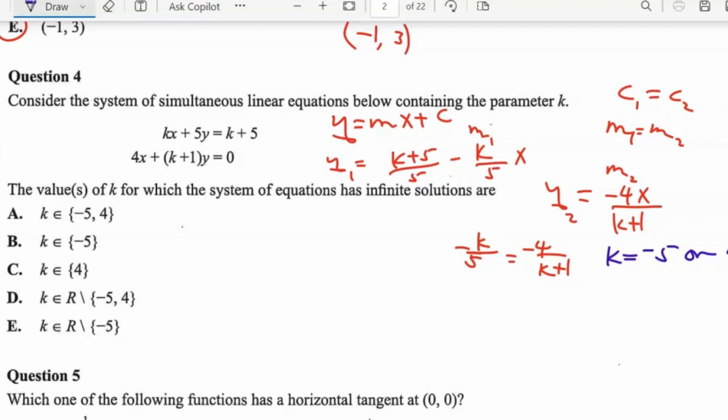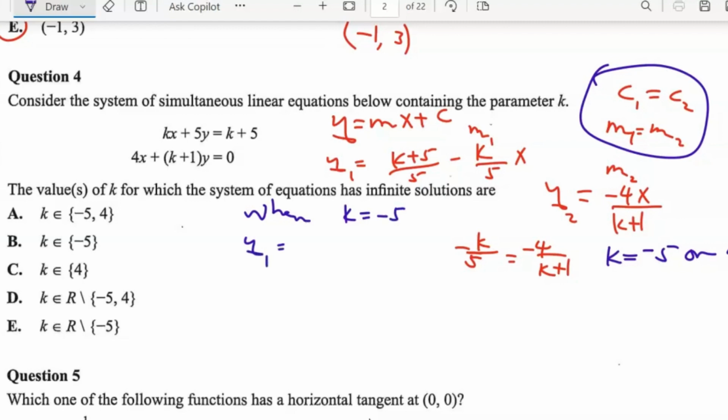The next thing we need to find out is, well, this doesn't have a c value. Well, the c value is 0. So we need to work out what happens when k equals that. If I put negative 5, when k equals negative 5, my y1 will be, if I put negative 5 there, that gives me x. If I do the same thing for y2, substituting negative 5 there, that's going to be x again. So that's going to be m1 equals m2.